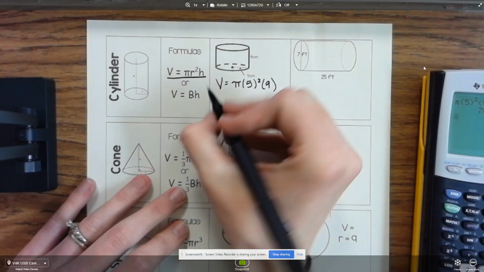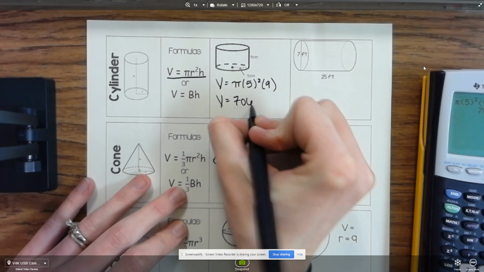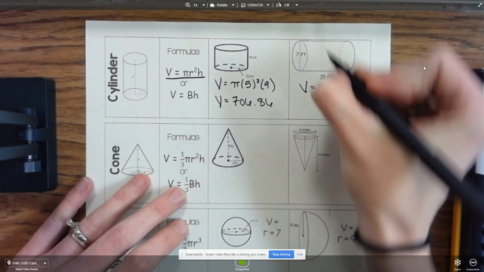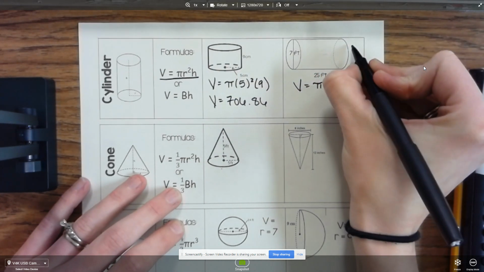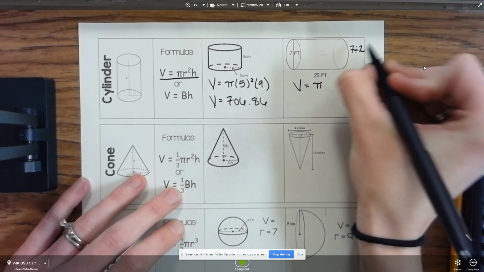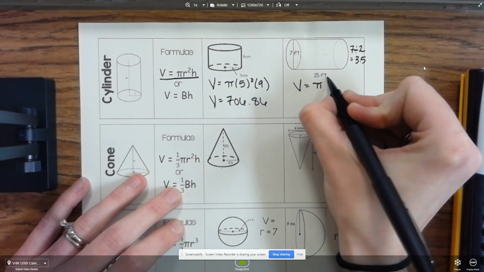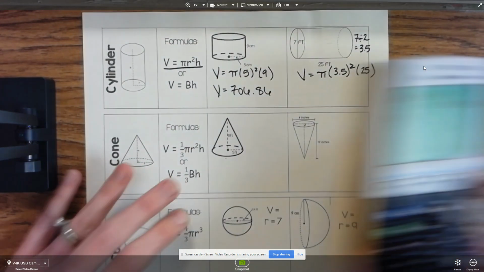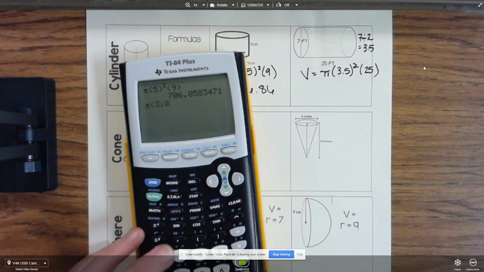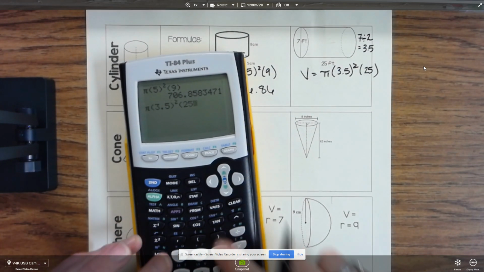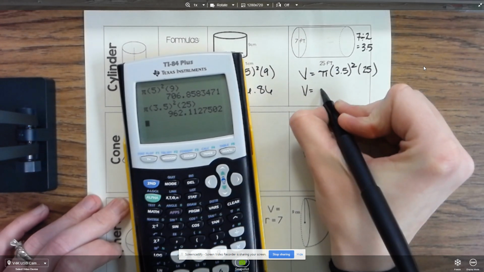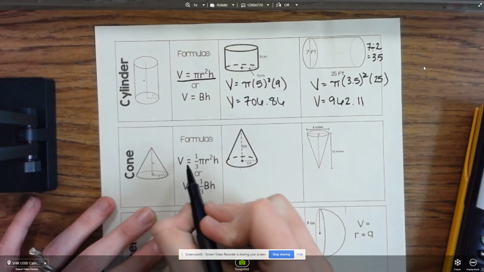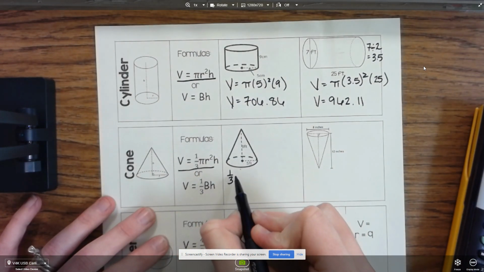So this one would be 706.86. So on this one, I have been given the diameter, so I have to divide that by 2, and so I'll have a radius of 3.5 on this one. And so same thing, you can type it in your calculator just like that. And we get 962.11.